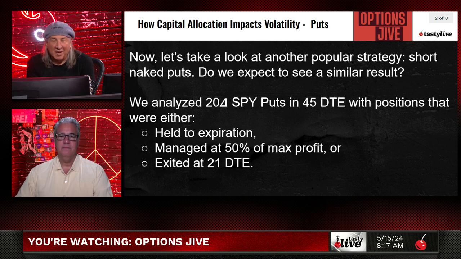Well, of course. I mean, why would we think we're going to see something different? But the question is, how much similarity is there? So in this case, we looked at selling the 20 delta puts because that's what we usually do at 45 days to expiration. And we either held to expiration, managed to 50% of max profit, or exited at 21 DTE. Just like I said, of course, we expect to see a similar result where exiting or adjusting at 21 DTE is going to be, when we say exit, a roll is like an exit and a reestablishment.